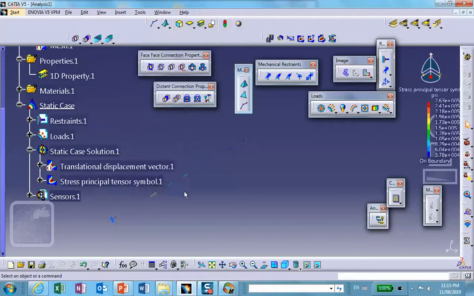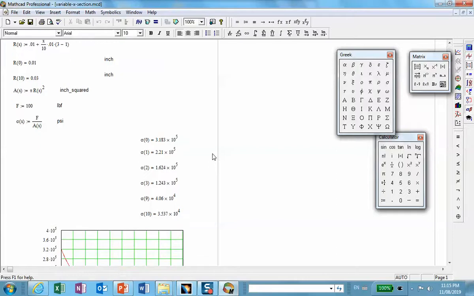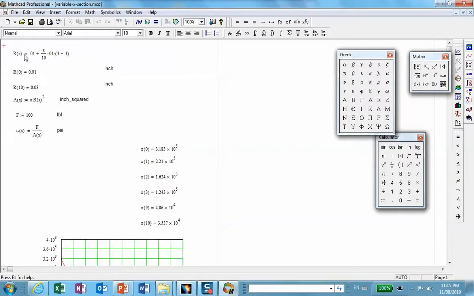Okay, so how good are these? Well, let's see now. This is the axial stress in the first element, the element where the cross-sectional area is the smallest. 2.63 10 to the 5. Now, if I wrote a simple MathCAD program, here is the radius. Left side is 0.01, right side is 0.03. This is the way the radius varies along the bar. It's a linear variation, and the area is given by pi r squared. Force is given, and the stress is force over area.